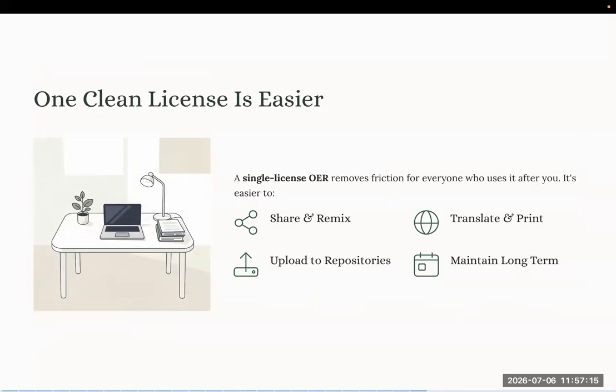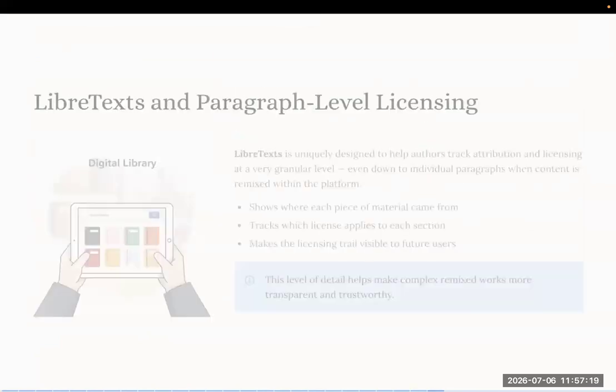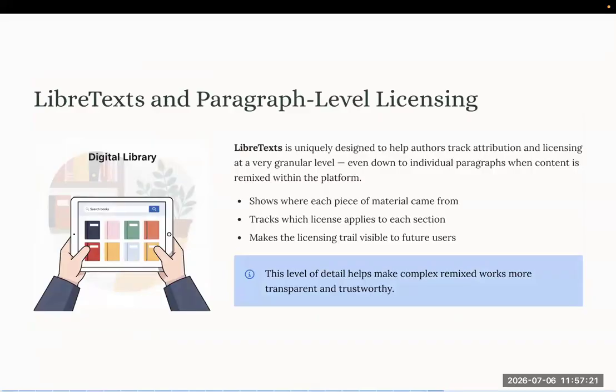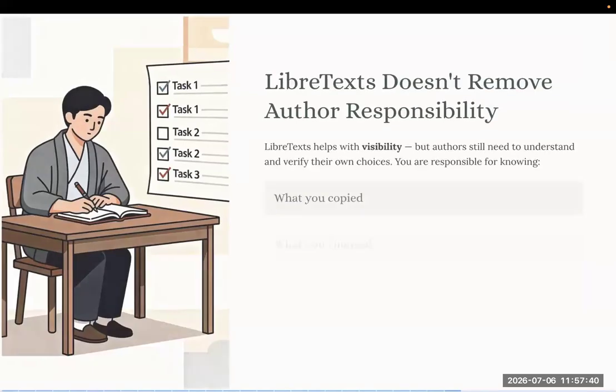You want to be able to remix it, translate it, print it, upload it to repositories, and maintain it long term. So LibreText is one of my favorite digital online repositories. They do paragraph-level licensing, and you will actually see in their back matter for every single one of their books that they track the licensing. It's absolutely beautiful. It's one of the reasons I recommend using LibreText and the LibreText Remixer, because they will really track a lot of this licensing for you, so you don't have to worry about it.